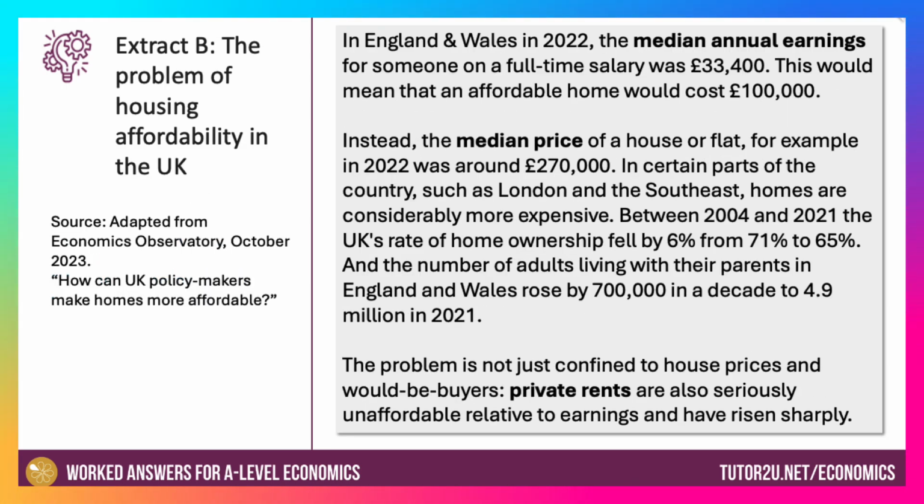And then extract B is about housing affordability. So median earnings are £33,000, but the median price of houses and flats is a multiple of that. And there has in fact been a fall in home ownership between 2004 and 2021, from 71% 20 years ago to just 65% now. There are just under 5 million adults in England and Wales living with their parents. And it's not just about buying houses. Private rents have also gone up, and according to the extract here from the Economics Observatory, again autumn of 23, private rents are also seriously unaffordable relative to people's earnings, and they've gone up sharply.